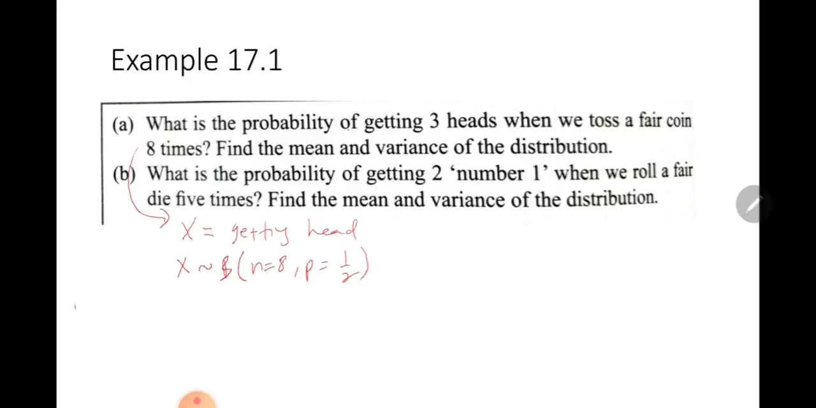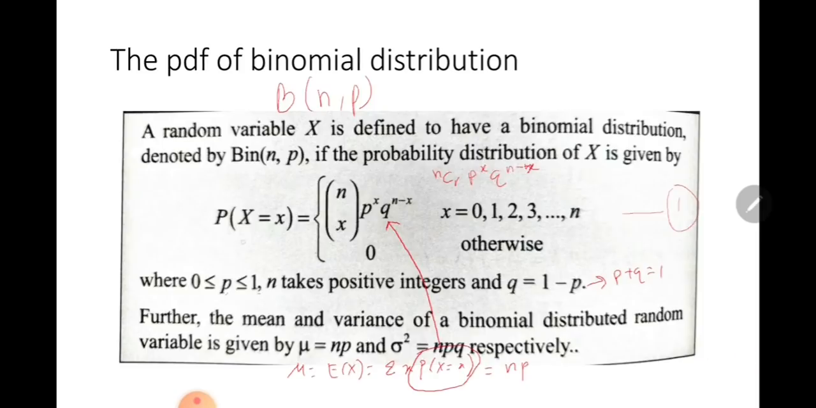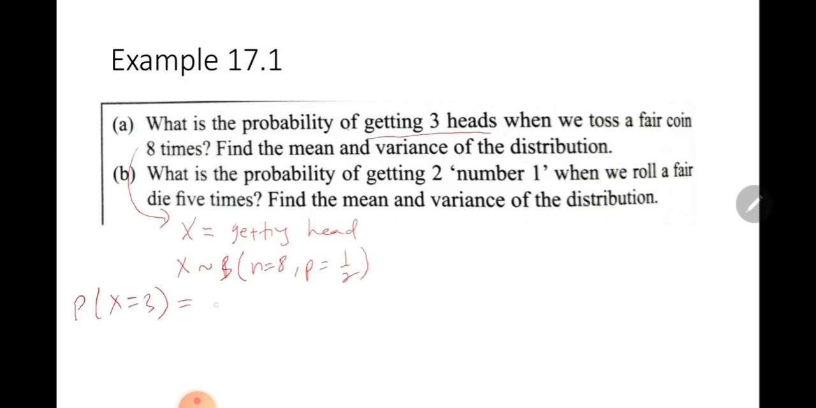So to get the probability of X equals to 3, getting 3 heads, you can use the binomial PDF from just now: nCr p^x q^(n-x). So you're going to get 8C3, because your r is 3. Your p is half, power 3, and q is half too, power n minus x, which is 8 minus 3. You can use your calculator, and you will get 0.2187. So that's your answer.